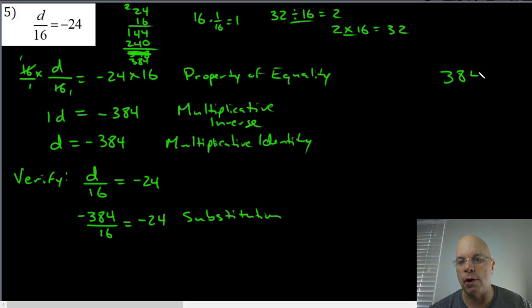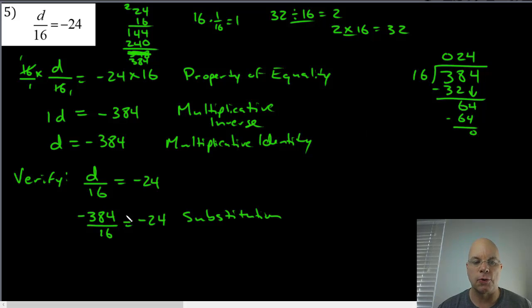So 384 divided by 16. How many 16s are in 3? 0. How many 16s are in 38? 2, because 2 16s is 32. Get a difference of 6 and bring down the 4. There are exactly 4 16s in 64, with a remainder of 0. So the quotient here is 24, but we were dividing a negative by a positive, so that gives us a negative quotient. So negative 24 equals negative 24. That's what you're hoping to see. That checks that you actually have the correct value of d. That's called the reflexive property.